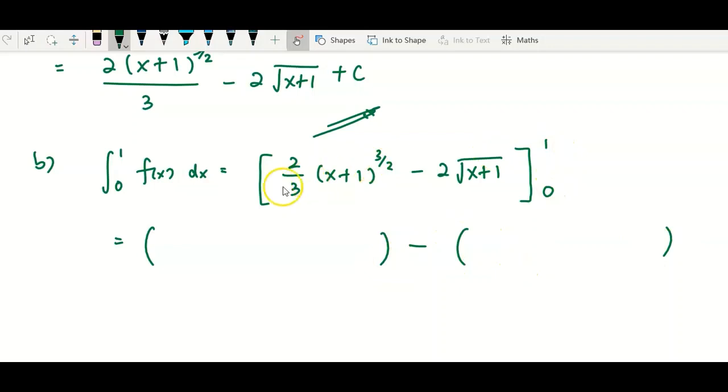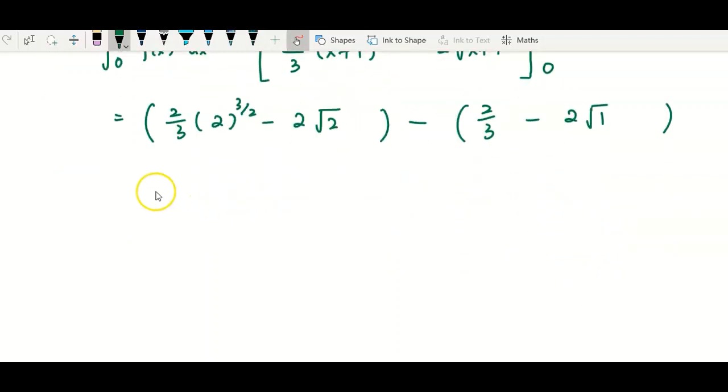Alright, substitute the upper limit. I have 2 over 3, and substitute 1 into here, you get 2. 2 power of 3 over 2 minus, substitute 1 into here, I have 2 square root of 2. Alright, then substitute 0. Substitute 0, you have 2 over 3. 0 plus 1, you get 1. 1 power of 3 over 2, you will get 1. 1 multiplied by 2 over 3 still will be 2 over 3. Substitute 0 into here, you have 2 square root of 1. Alright, then now we simplify it.